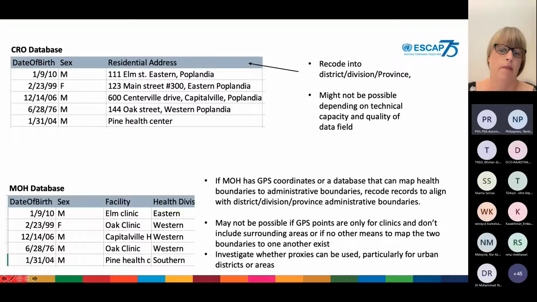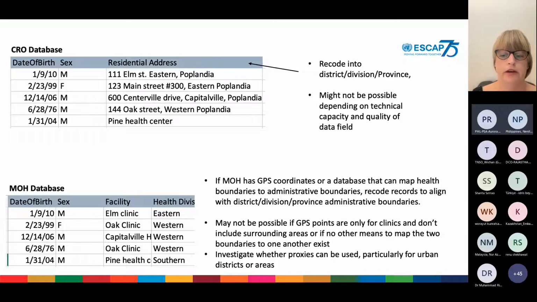But it's also possible that if it's just GPS points, it could literally just be the point of the clinic, and the surrounding area that normally would be included in what they define for their boundaries is a bit unknown, or they don't have it in GPS, so there's no easy way to transfer it. And so a little bit more investigation would be needed to see if you could use that as a proxy, or how far off maybe the health boundaries are from the administrative boundaries.